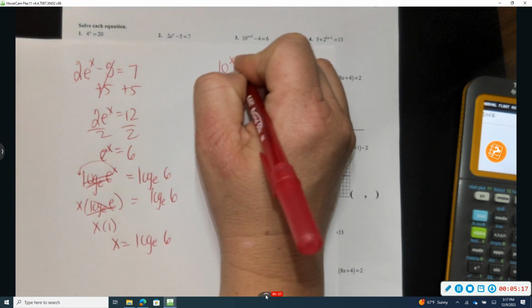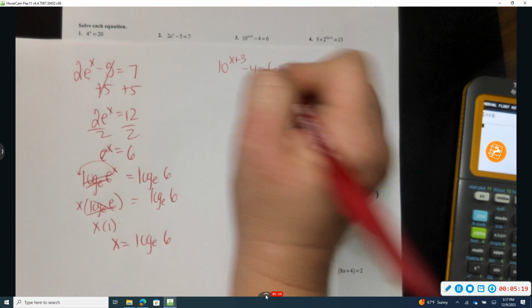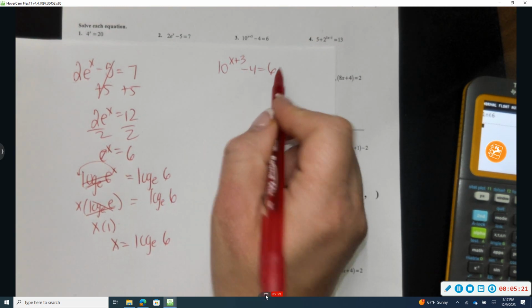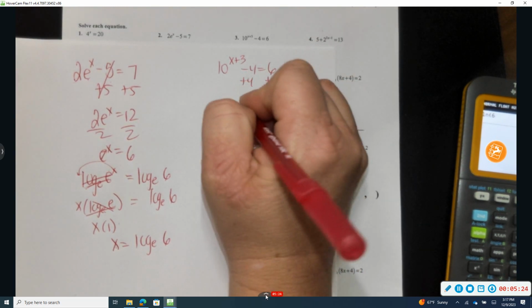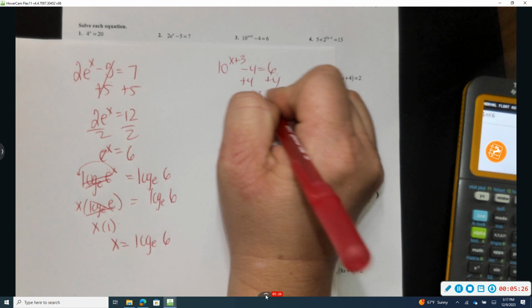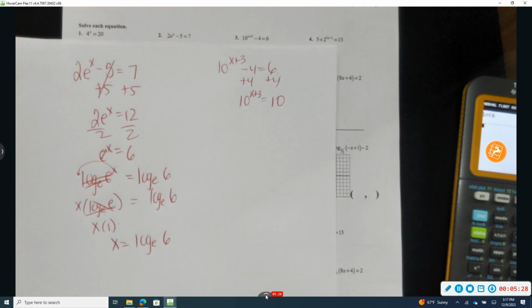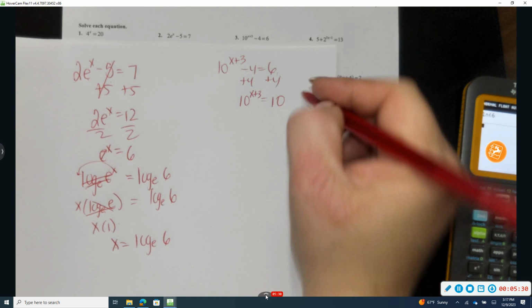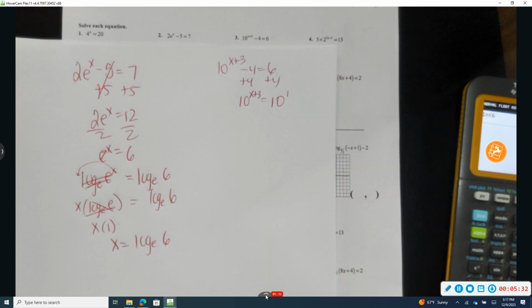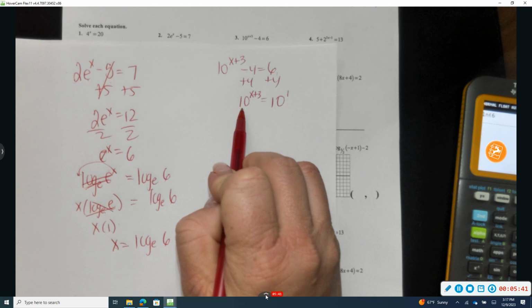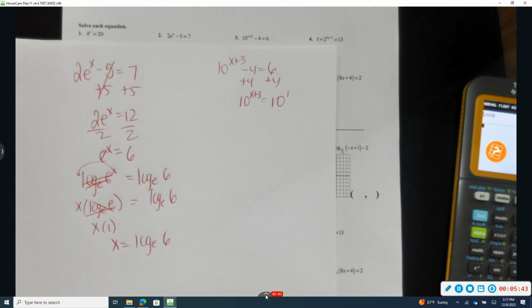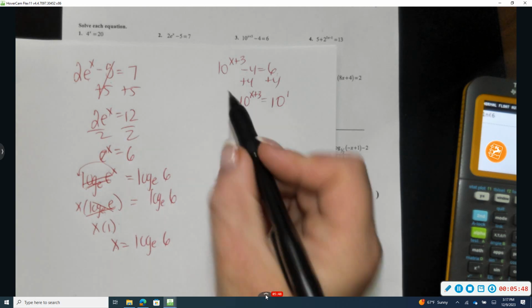10 raised to the x plus 3 minus 4 equals 6. I'm going to add 4 to the opposite side, and I have 10 raised to the x plus 3 equals 10. And I recognize that when I just see the value 10, it's the same as 10 to the first. Now, number 3 and number 4 are different than 1 and 2. 3 and 4 are similar. When you have the exact same base on the bottom and there's no additional adding, I'm going to give you an example of what that may look like.